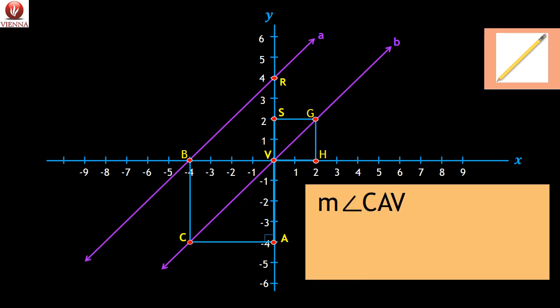If you see a lowercase m just appearing before the symbol for angle, that simply means the measure of that angle. So this is the measure of the angle created by CAV, which is, of course, 90 degrees. That's also indicated by the squared off box at point A, as opposed to a rounded arc. Once you see that, you know you have a true 90-degree angle.